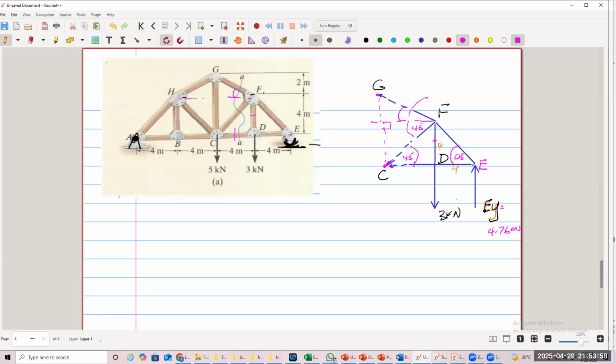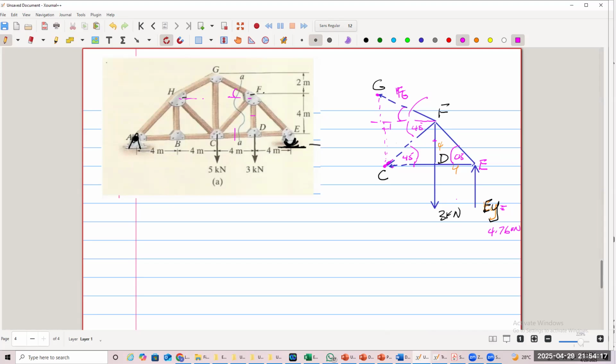4.76 kilonewtons for this value here. All right, so we have all of that. So the forces that we need to find here, we need to find what now? We're just going to call it FG. You know why I'm calling it FG? Too much F, we're going to confuse you.